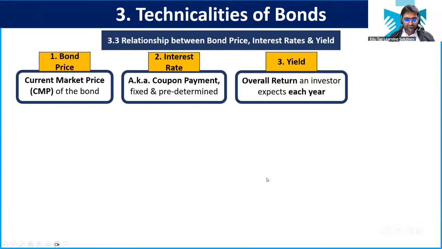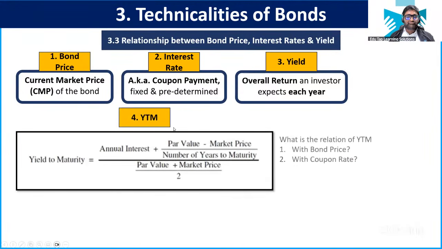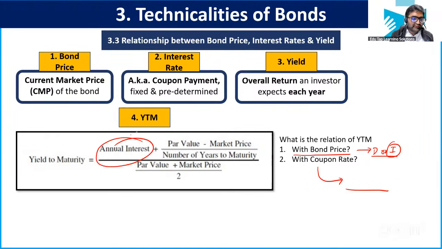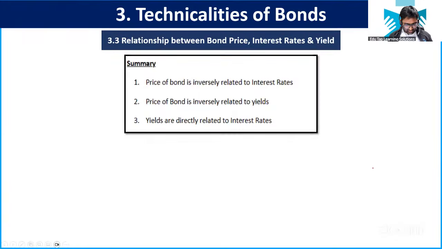Okay, so this was the thing we had to discuss. And if we talk about yield to maturity, the same thing follows. Can you just tell me, with the bond price, which kind of relationship does yield to maturity have, direct or inverse? What shall I circle? Please tell me very quickly in the chat box. Yield to maturity and bond price, which kind of relationship is there? Yes, there is an inverse relationship. With the coupon rate, which kind of relationship is there? You can see the coupon rate is sitting over here in the numerator. Direct or inverse? What shall I circle? Direct.